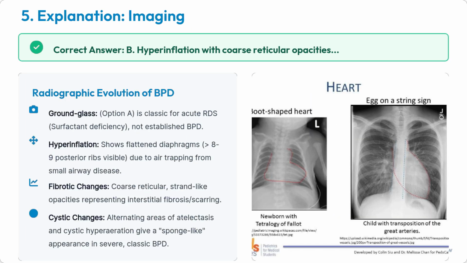The correct answer is option B, hyperinflation with coarse reticular opacities and cystic changes. A chest X-ray in severe bronchopulmonary dysplasia typically shows flattened diaphragms from hyperinflation due to air trapping. You will also see coarse strand-like opacities representing fibrosis and cystic changes giving a sponge-like appearance.